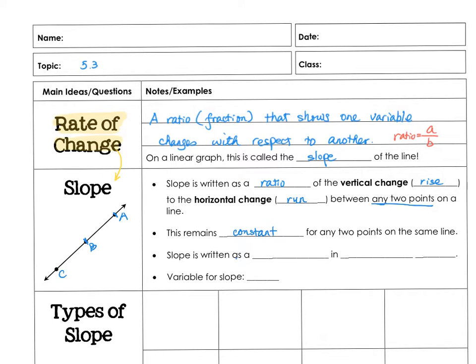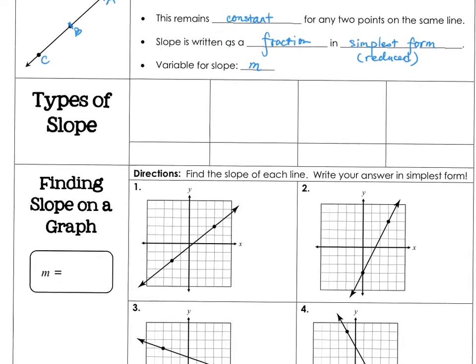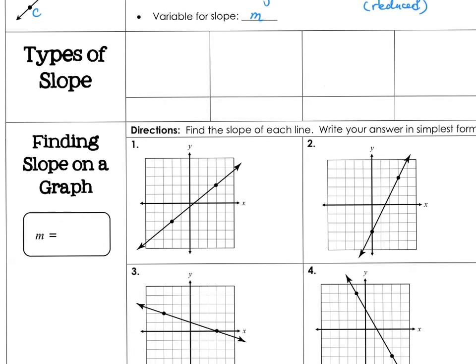Slope is written as a fraction in simplest form, so a lot of cancellations. Use your calculators. It has to be reduced. And we use the small m as an expression of slope. Okay? So pause it and finish it and then come back.